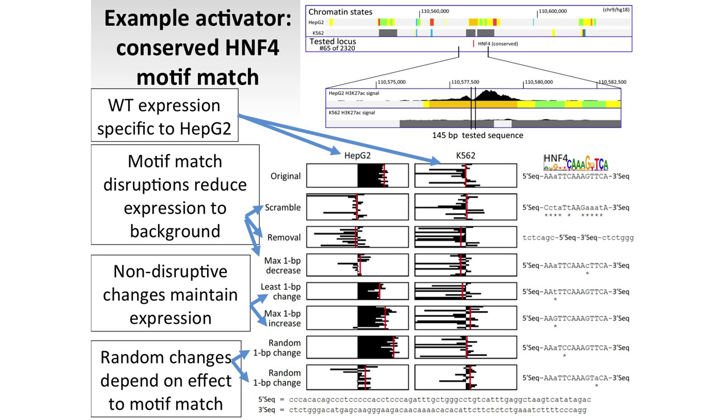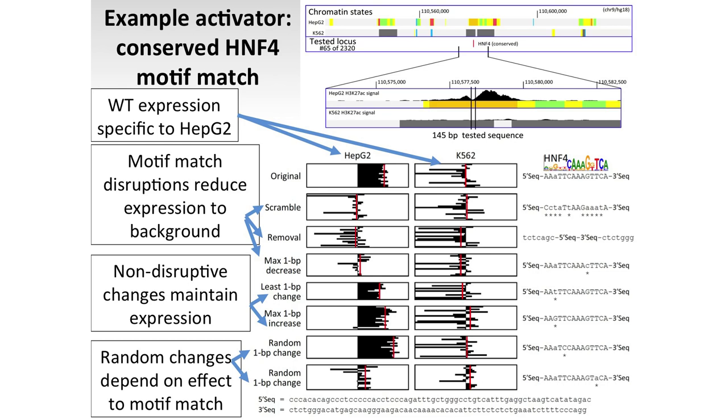And what you can see here is just how well this recapitulates the predictions based on the position weight matrices for these motifs. You can see here that if I scramble the sequence, I lose this wild-type expression. You see that this assay can actually tell the difference between HepG2 and K562, even though this is not in its original context, we're only using the sequence of that element, and that suggests that there is enough information within these 145 nucleotides that we're using to actually recapitulate the cell type specific activity.